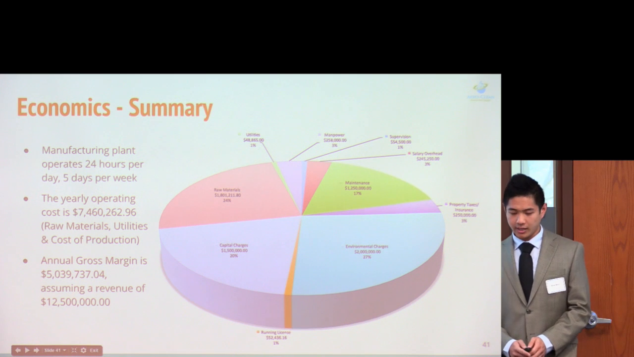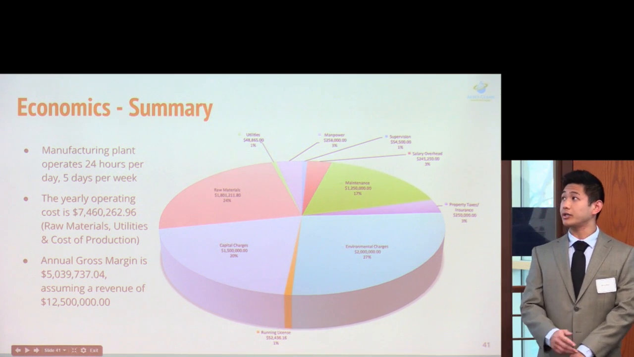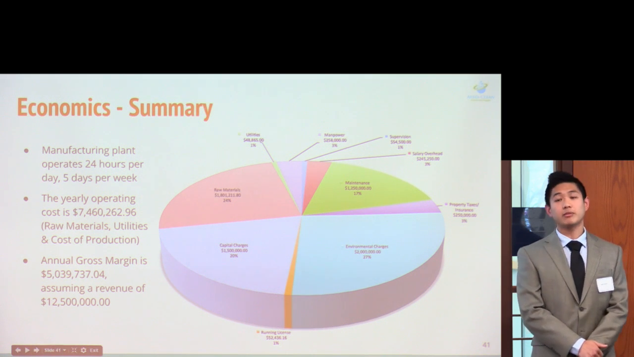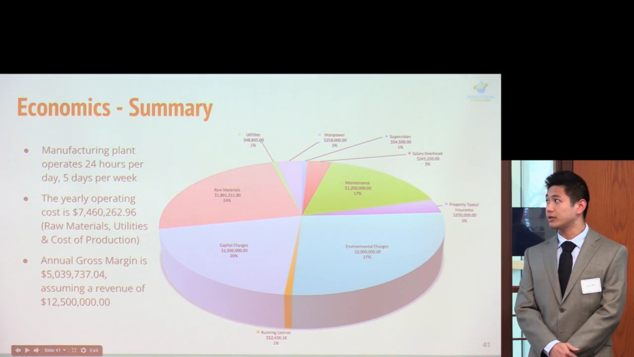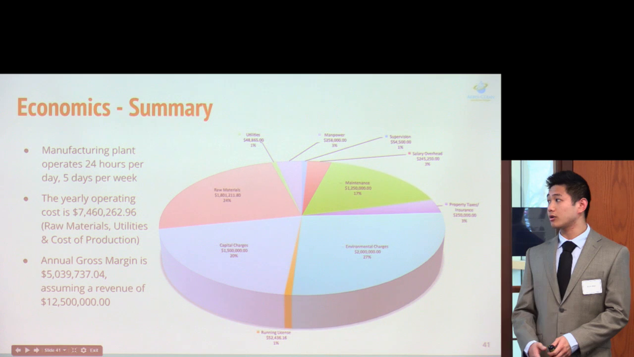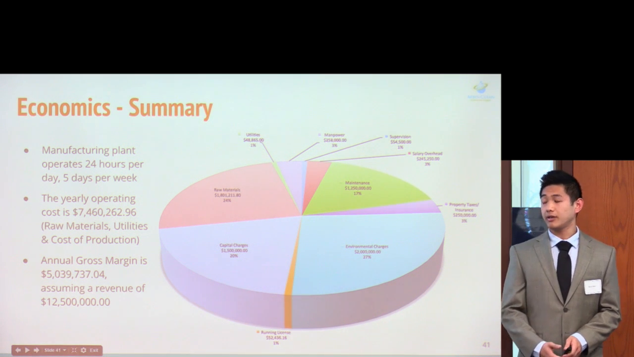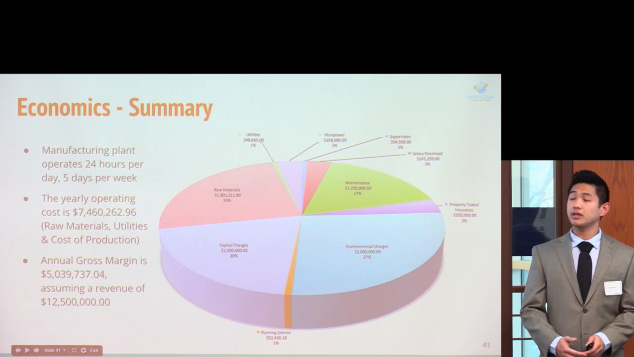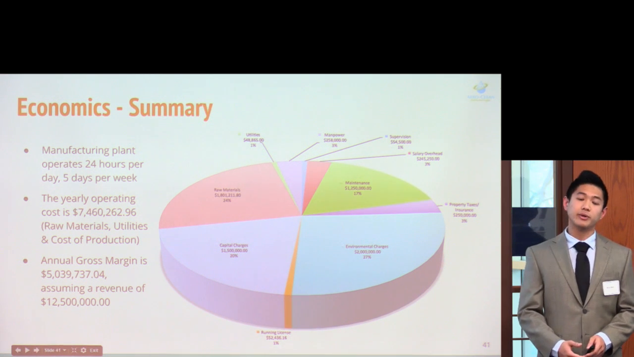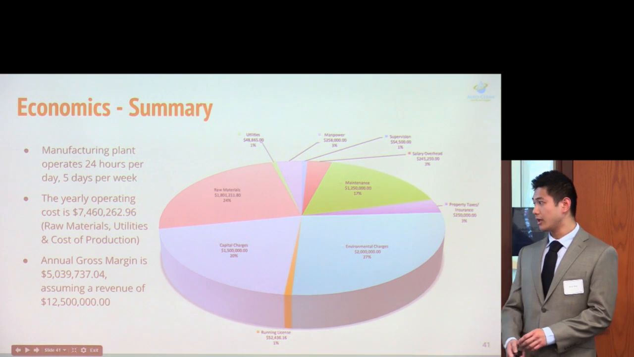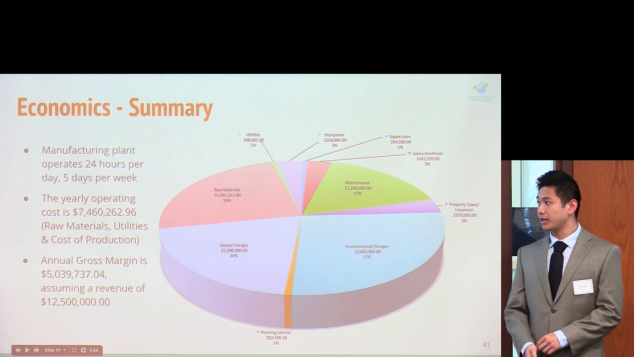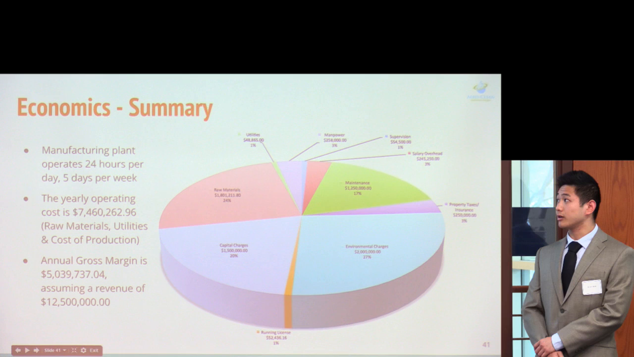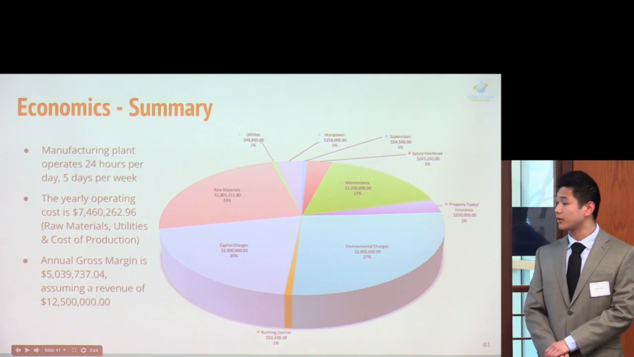So here's a pie chart depicting our yearly spendings. Just to note that maintenance, environmental charges, cost of raw materials, and capital charges are our larger contributors. If opportunity arises, we will seek other suppliers for our raw materials at a more competitive price. And again, just to reiterate, these numbers are subject to fluctuate once we begin our starting phase of construction of the manufacturing facility.